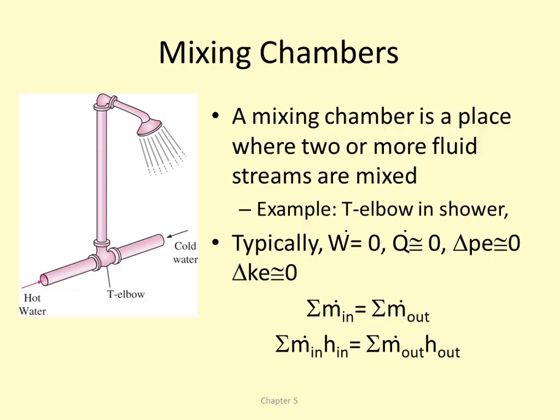Mixing chambers, you have multiple fluids coming in, mixing together, and then going out at a single outlet. Usually there's no work unless there's a stirring mechanism involved. Usually the heat transfer is negligible, kinetic and potential energies are negligible. So m dot in is equal to m dot out. If you have multiple inlets, in this case there's 2 inlets and 1 outlet, then you have to be sure to balance your mass flow rates in that way. And then the energy equation is just this.